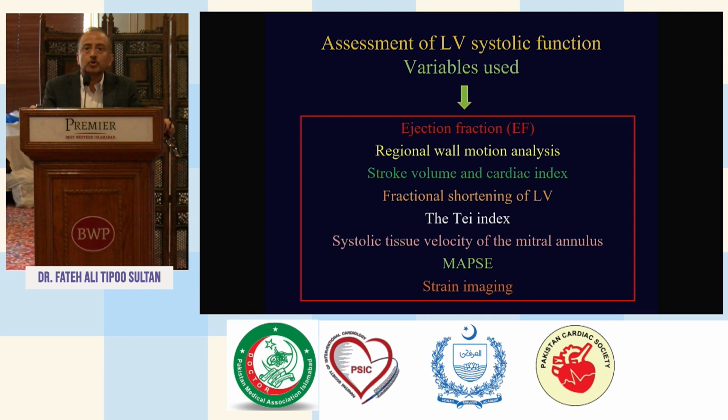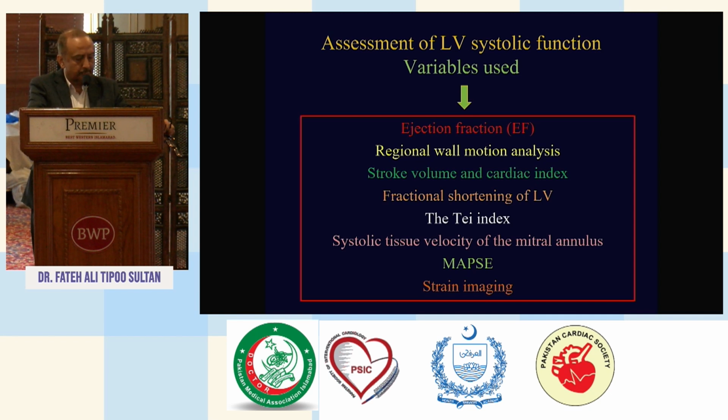Now come to the assessment of LV systolic function. There are a number of parameters which may be used for assessing the LV function. First of all, the most important one is the ejection fraction, then the regional wall motion analysis, then stroke volume, and the estimation of cardiac output as well as the cardiac index. And then comes the fractional shortening of LV, the Tei index, the systolic tissue velocity of the mitral annulus, as well as the MAPSE. And the last one is the strain imaging.